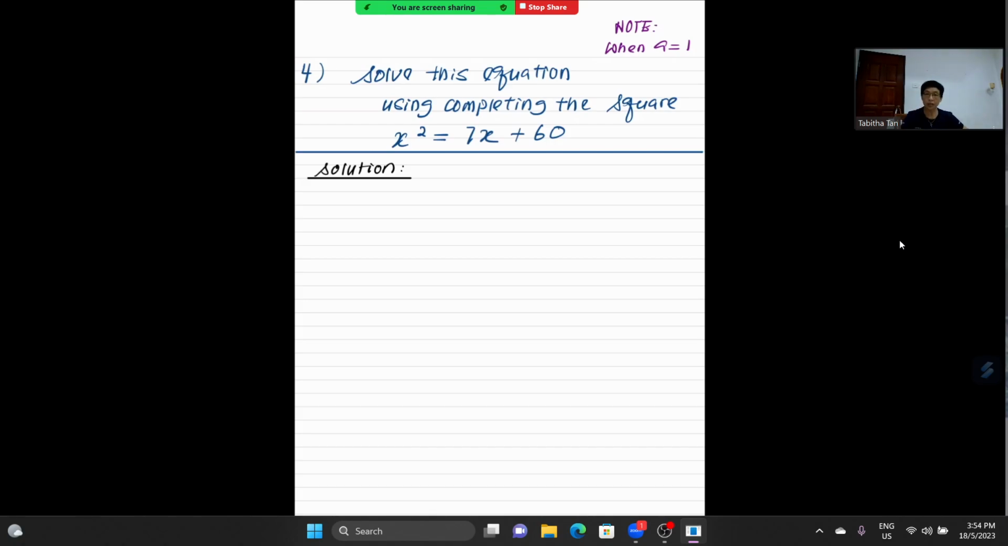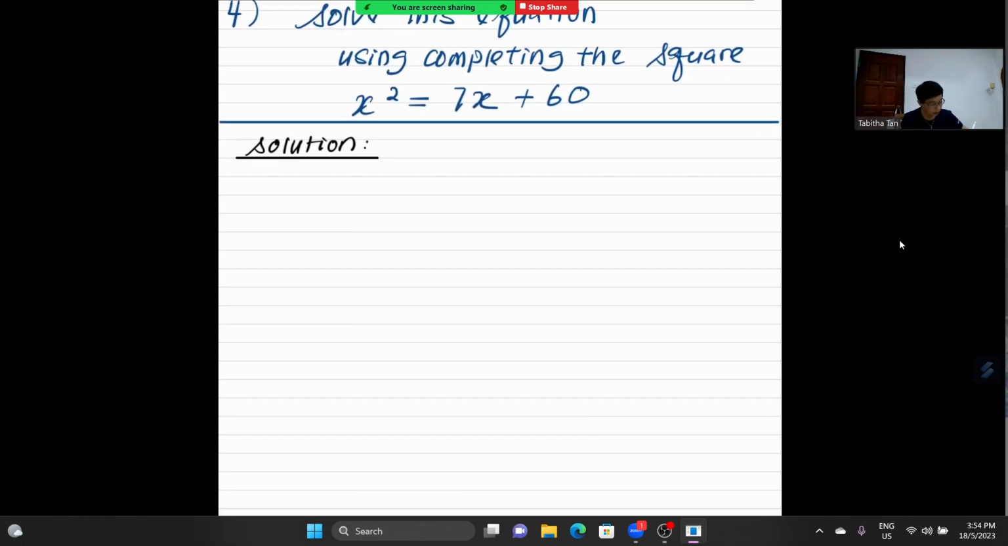x squared equals 7x plus 16. And as we see, the arrangement needed to be rearranged. Okay, let's show that. So the positive 16, yes, we can keep it right on the right hand side.